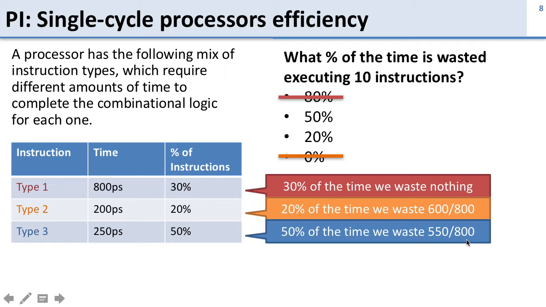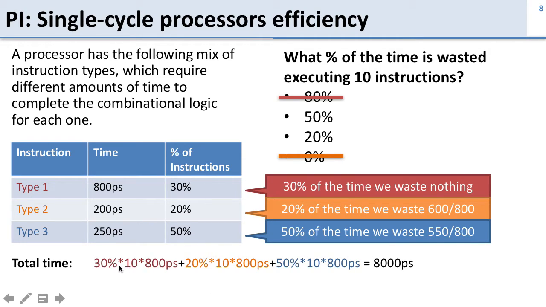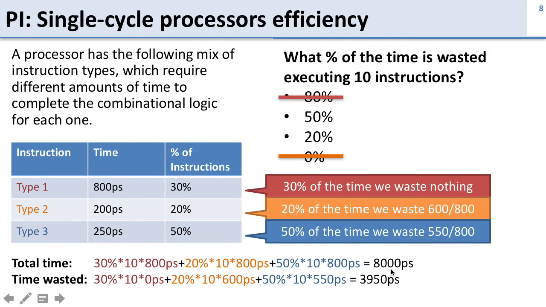Now from this we can do the calculation. So how long does it take to execute 10 instructions? Well, 30% of them are going to be type 1, 20% type 2, and 50% type 3, but they're all going to run 800 picoseconds because they all have the same clock speed. Now, how much time do we waste? Well, for the type 1 instructions, we don't waste anything because our clock time is 800 picoseconds, and these are also 800 picoseconds. But for type 2, we're going to waste 600 picoseconds because we only need 200 of the 800 picoseconds to do it.